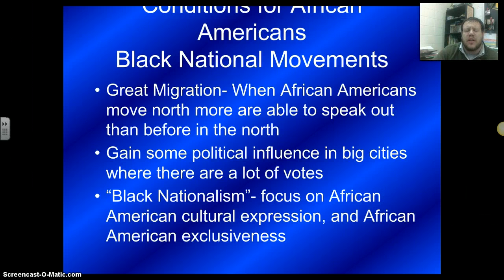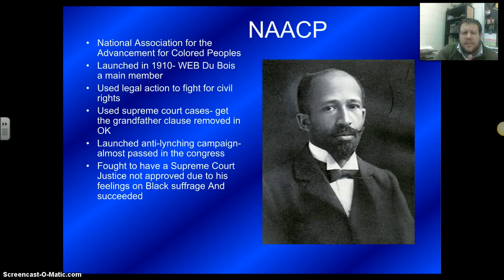This new movement was called Black nationalism. It had a big focus on African American culture, expression, and African American exclusiveness, saying it's not bad to be African American, it's not bad to be Black. We should have pride in our culture and in what makes us unique. That is what it came down to. A big part was the NAACP, the National Association for the Advancement of Colored People, with W.E.B. Du Bois. We read before about him and Booker T.